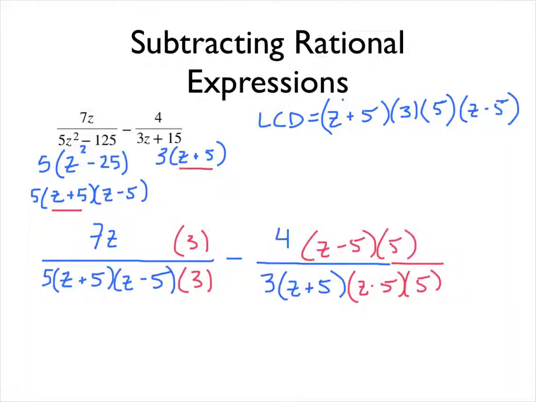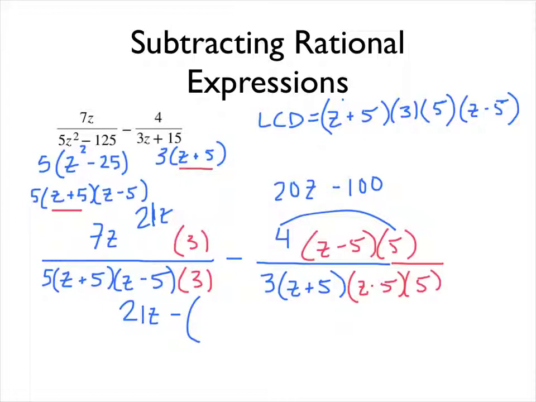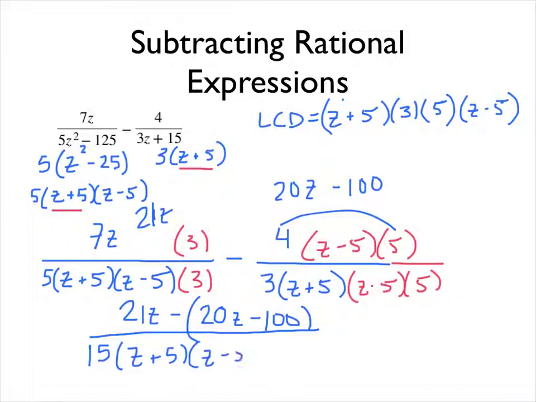Let's multiply that out. So this will be 21z. Got that part, no problem. This is going to be 20. Let's multiply these first, 20, and then distribute. So 20z minus 20 times 5, 100. So we're going to have 21z for the first one. Minus, and then I'm going to put this numerator in parentheses because it does make a difference, absolutely, because I'm subtracting both of the terms, and the sign on that minus 100 is going to switch. And then we've got our whole denominator underneath it, so 5 times 3, so 15, z plus 5, z minus 5.